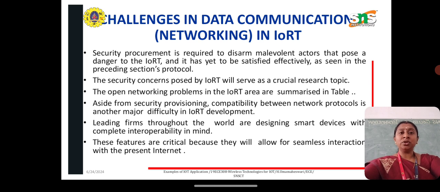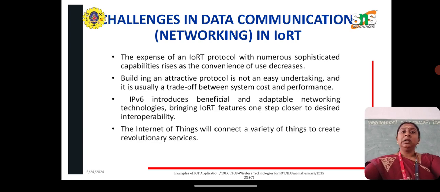Then, leading firms throughout the world are designing smart devices with complete interoperability in mind. These features are critical because they will allow for seamless interactions with the present internet. Then the expense of an IoT protocol with numerous sophisticated capabilities rises as the convenience of use decreases. Building an attractive protocol is not an easy undertaking, and it is usually a trade-off between system cost and performance. Internet Protocol version 6 introduces beneficial and adaptable networking technologies, which brings IoT futures one step closer to the desired interoperability. The Internet of Things will connect a variety of things to create revolutionary services.